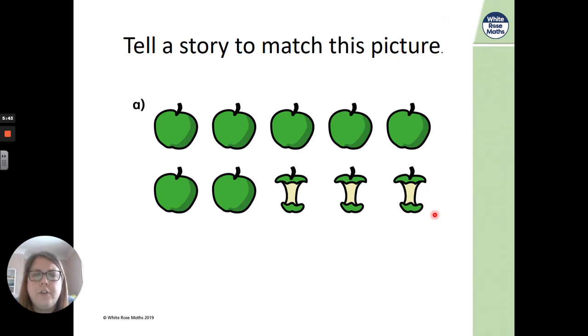Can you tell me a story to match this picture? So have a look at the apples. What's happened to some of the apples? Have a little think. What story could you say? Remember, pause the video and tell your story to your grown-up.